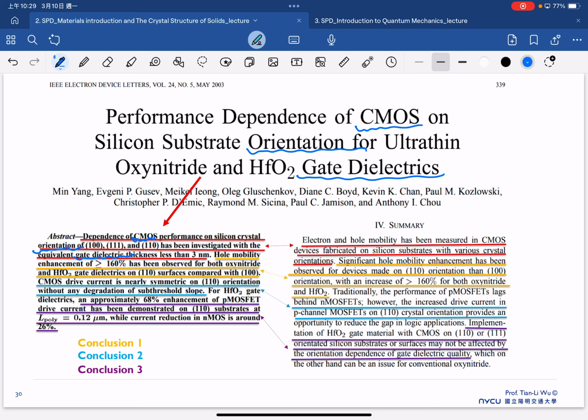because in the end we want the first sentence of the abstract to deliver the same message that we want to deliver in the title. If you look at the summary, it's the same. The first sentence of the summary is: electron and hole mobility has been measured in CMOS devices fabricated on silicon substrates with various crystal orientations. So the first sentence of the summary is also exactly the same as what we have already described in the abstract, and is just another way to describe the title. So in the abstract, the summary, or the title, we have to reinforce the key point. That's what we want to deliver. That's why we are always talking about the same things, whether for the title, the first sentence of the abstract, or the first sentence of the summary.